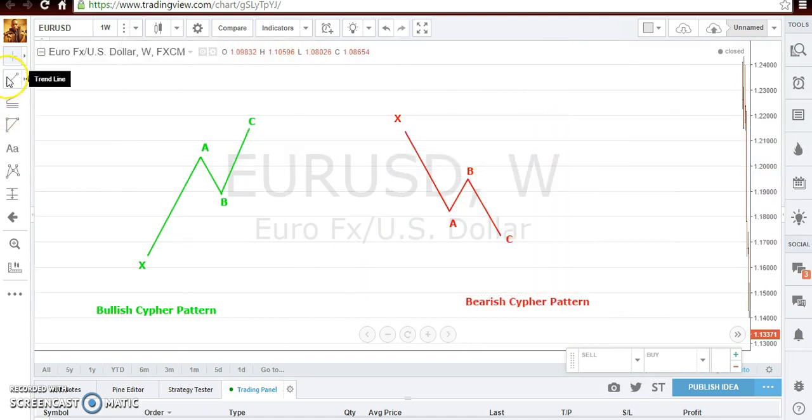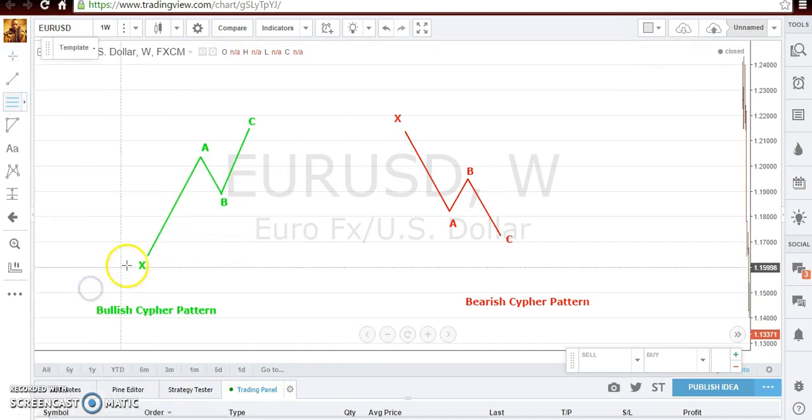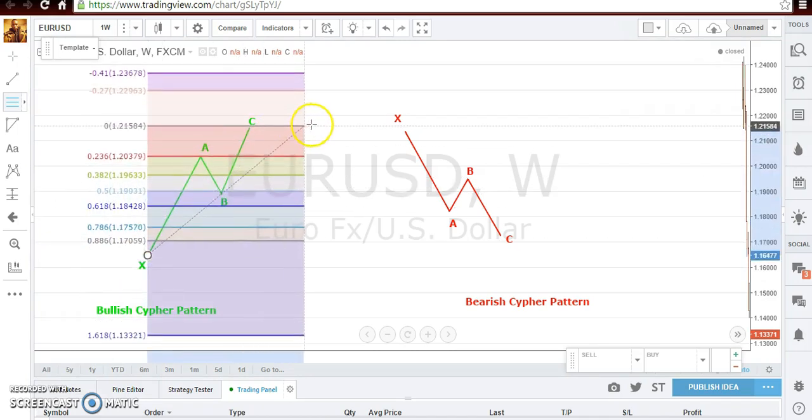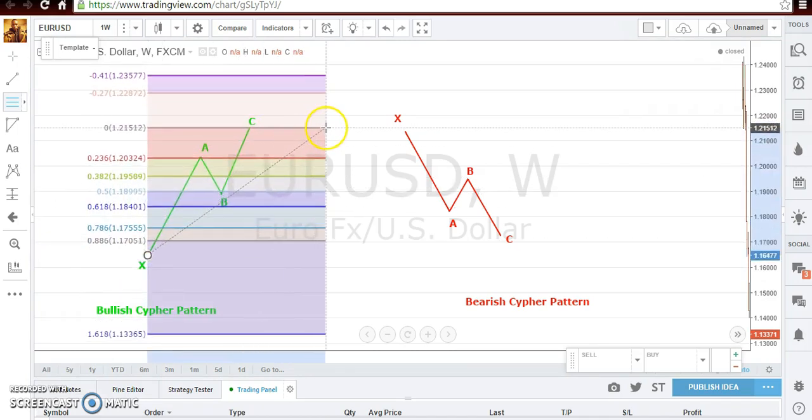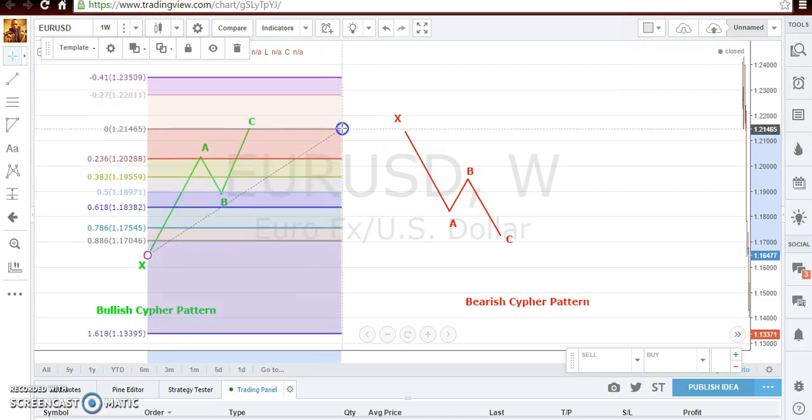So the next thing to do is to bring in our entry point, or the C to D leg of a cipher pattern. Now the rule for this is, for us to get the entry point of a cipher pattern, the C to D leg must come all the way to the 786 retracement line of the X to C leg. So it's no longer X to A leg. We're just extending this extension all the way to C.